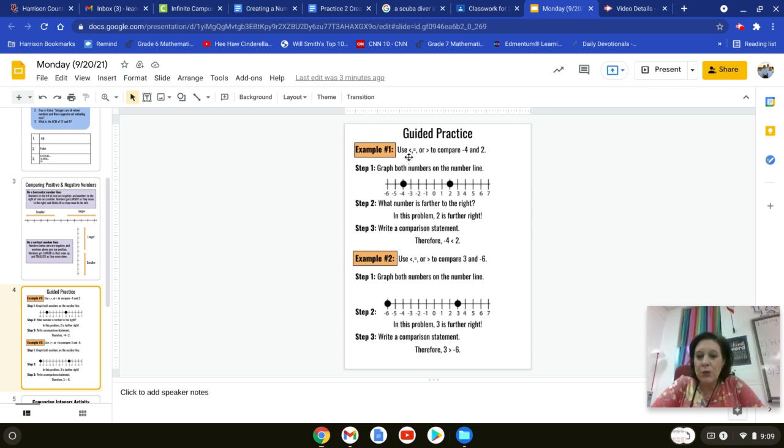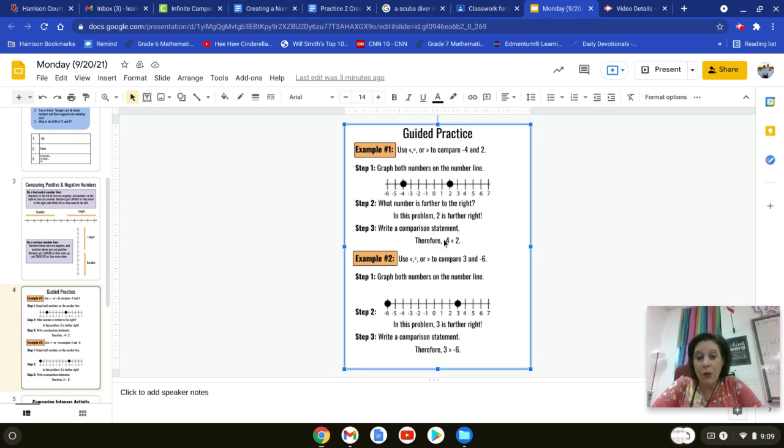So we want to use less than, equal to, or greater than to compare -4 and 2. What number is farther to the right? Well, in this problem, 2 is the farthest number to the right. So therefore, -4 is less than 2. Okay?